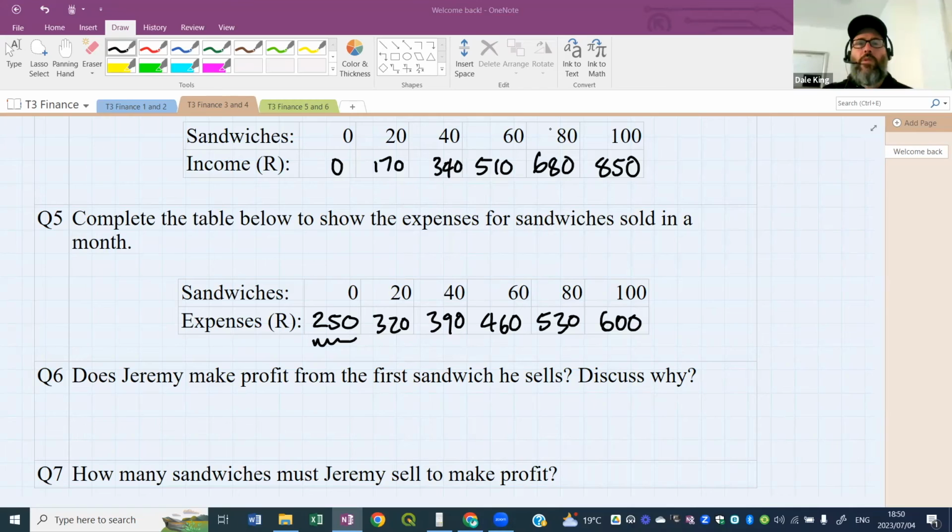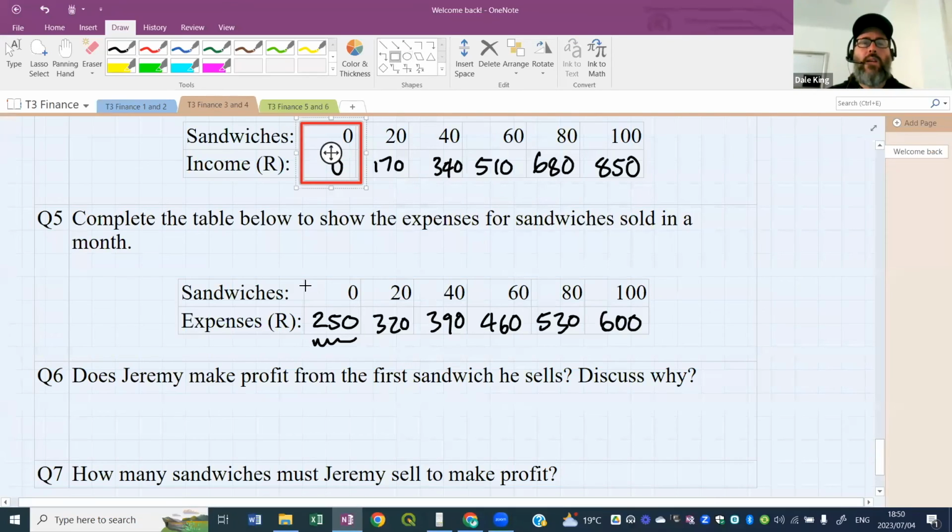Okay. No, because expense is bigger than income. Now here's an interesting answer. So Salome's saying, sir, no profits because expenses are bigger than the income coming into the business. So if we look at the example of 0 sandwiches, there's 0 highlighted here and 0 highlighted here. Look at the expense value at the bottom. 250 are his expenses. His income is 0. This guy is not making profit.